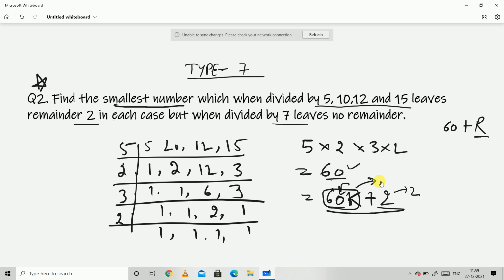So till here, I think it is clear till here. Okay.